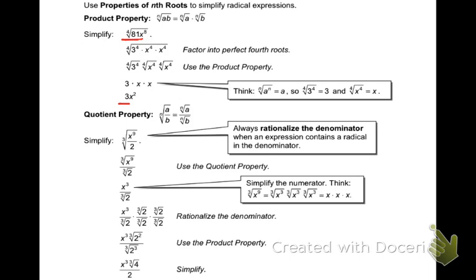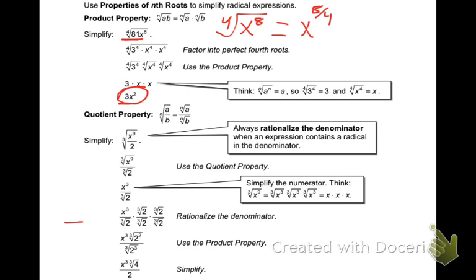Okay, and then I have the fourth root of x to the 8th. Well, to find the fourth root of a variable, you're just going to divide. So that's really like saying x to the 8 over 4. Well, 8 over 4 is 2. I get 3x squared there. All right, and I feel like the variables we did really well on. It's just those numbers we have to kind of remember.